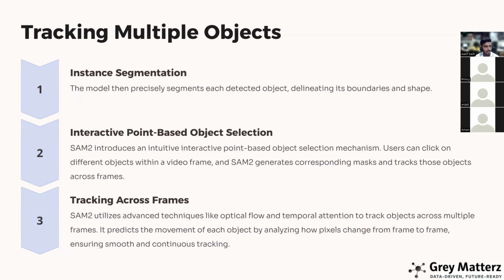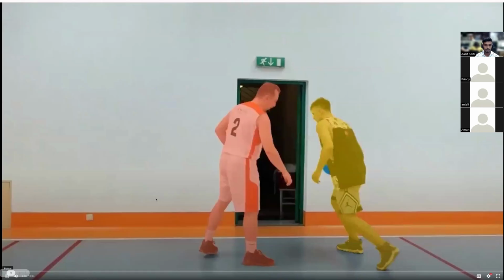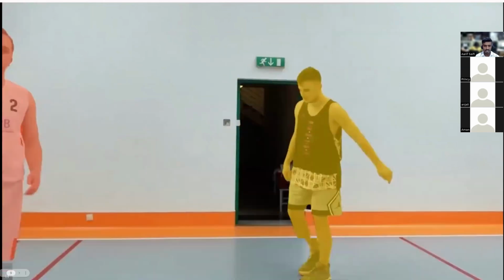So I will show you another video where you will see SAM2 tracking multiple objects. Here you can see SAM2 is tracking multiple objects. There are two people in that video and a ball also. So it's tracking all things.